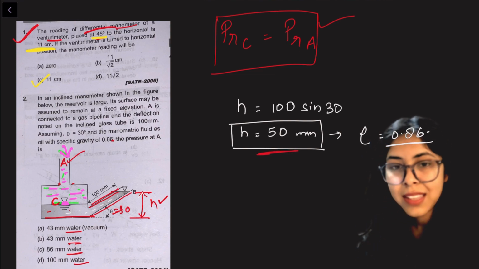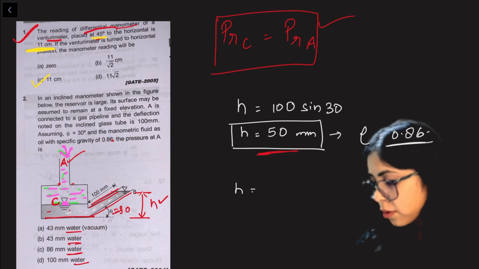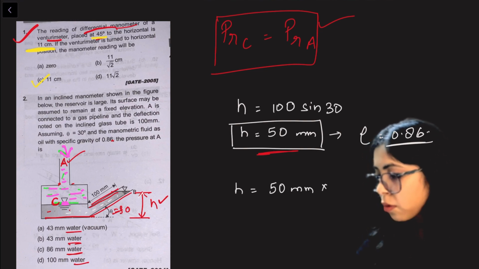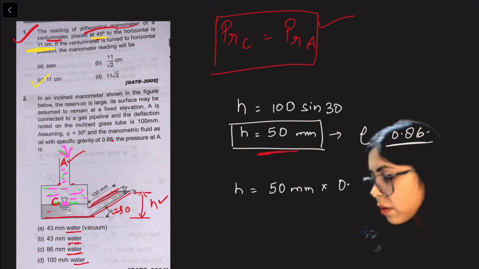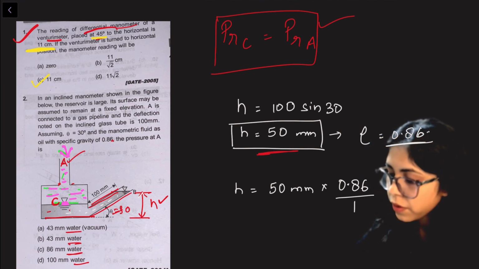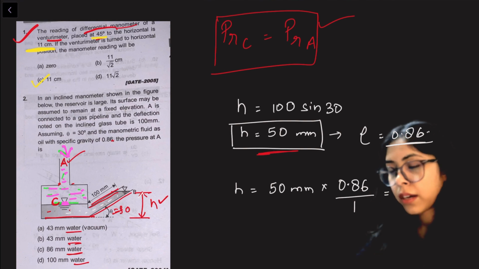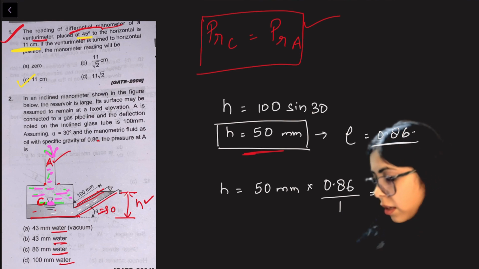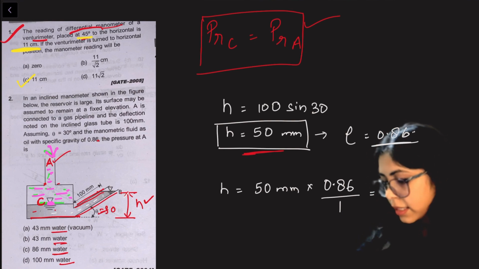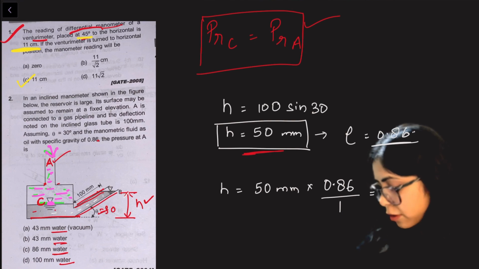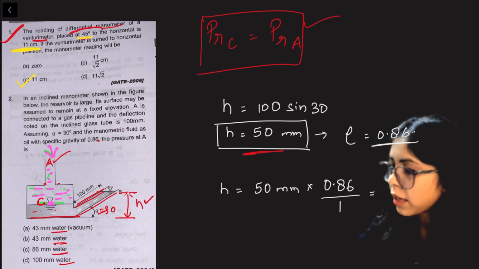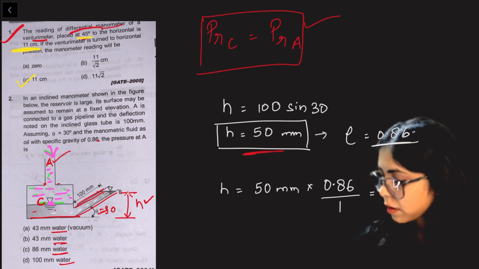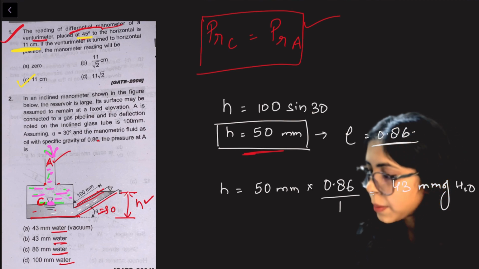So how we will change that? See, 50 mm into what is the specific gravity of the fluid, 0.86, divided by specific gravity of water. So what is the specific gravity of water? It is 1. We are taking it as 0.86 with respect to 1. So it will become 50 into 0.86, that comes as 43 mm of water. 43 mm of H2O, that means water. So answer will be B.